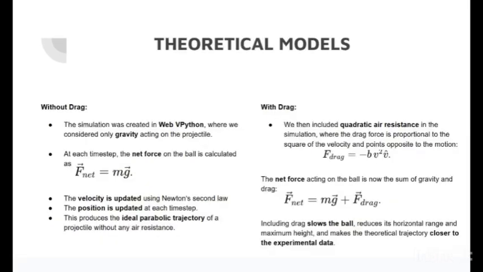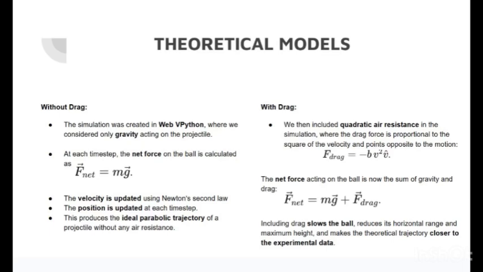For the theoretical model, we recreated the same motion in WebVPython. We first simulated the projectile without air resistance, where gravity was the only force acting downward. Using Newton's second law, the velocity and position were updated at each small time step, and the new velocity was the previous velocity plus gravitational acceleration times the time step, and the new position was the previous position plus the new velocity times the delta time, and this produced the parabolic trajectory expected for ideal projectile motion.